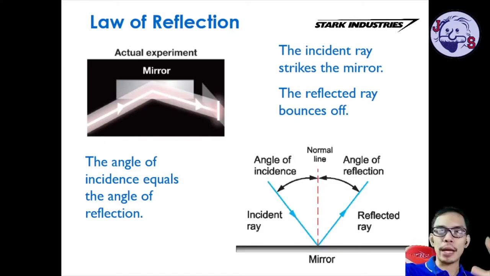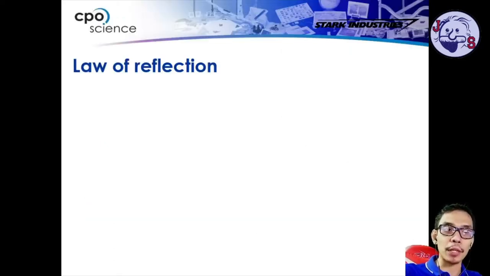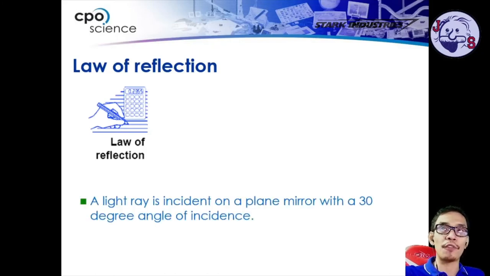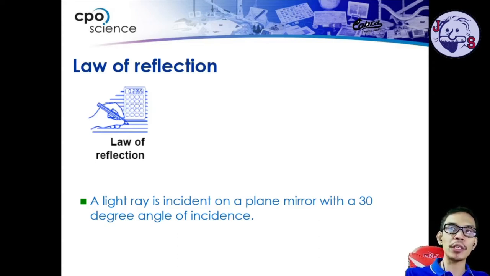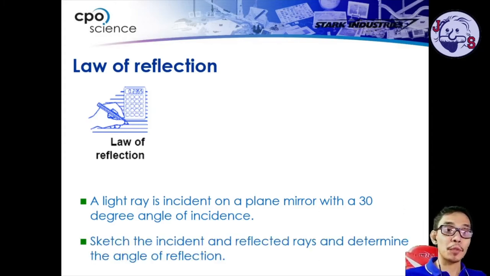Alright, so let's have some sample calculation about the law of reflection. Example: we have a light ray which is incident on a plane mirror with a 30 degree angle of incidence. That is the problem. You can pause this video if you want to sketch it.